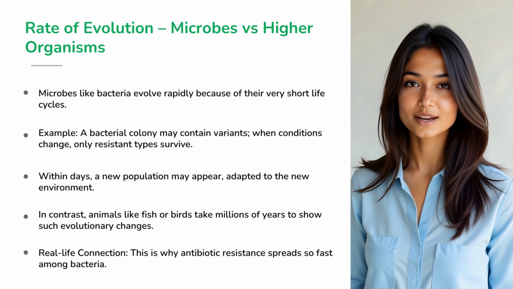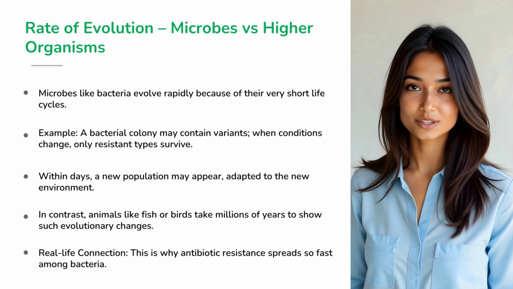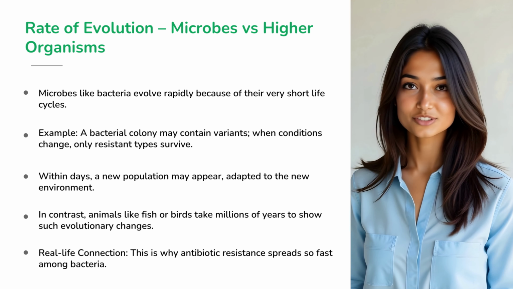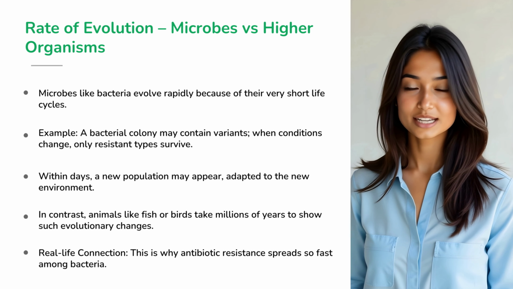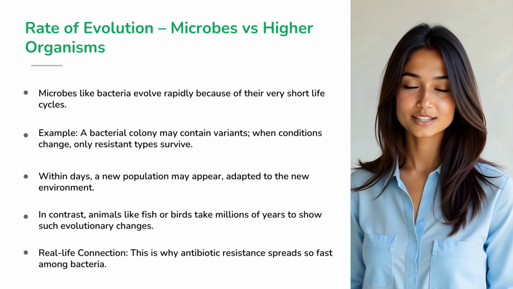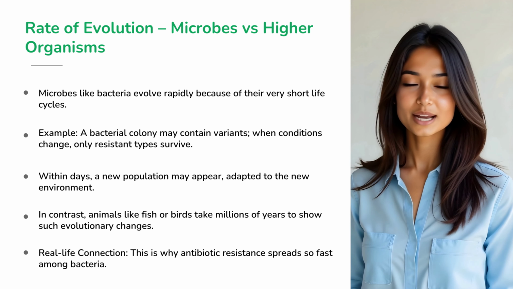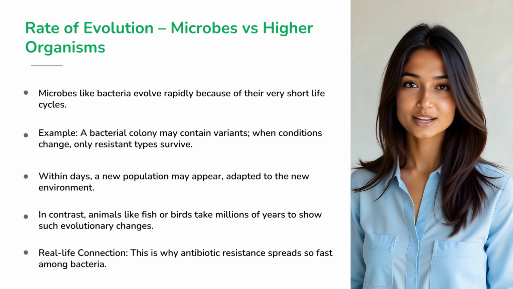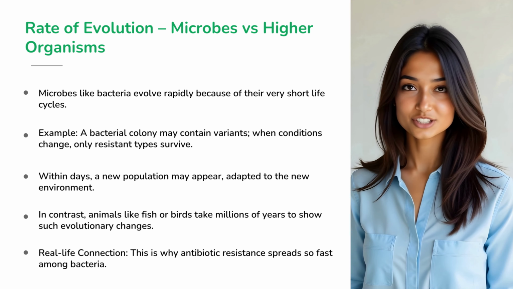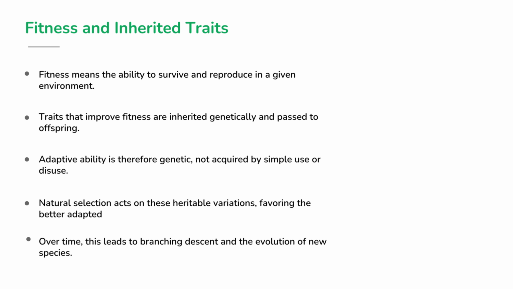In contrast, higher organisms like fish or birds take thousands to millions of years to show such large evolutionary changes. This explains why antibiotic resistance spreads rapidly in hospitals, while the evolution of new animal species is a much slower process. Now, let's dig deeper into the idea of fitness.